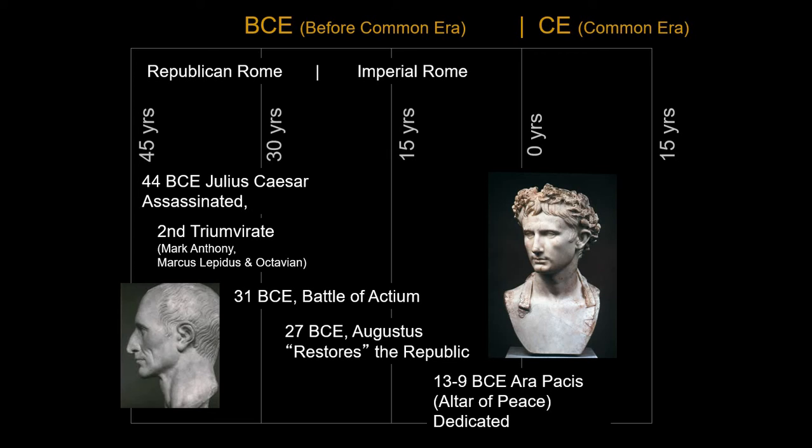And he gets a couple of new titles. The first title he gets is Imperator. Imperator means literally first man. So it's not like a king, because remember, Rome doesn't like kings. They overthrew the last kings. So he becomes the first man. And the idea is that he's supposed to be the first amongst equals. But in reality, he's an emperor. He's in charge. And they also give him a new name.